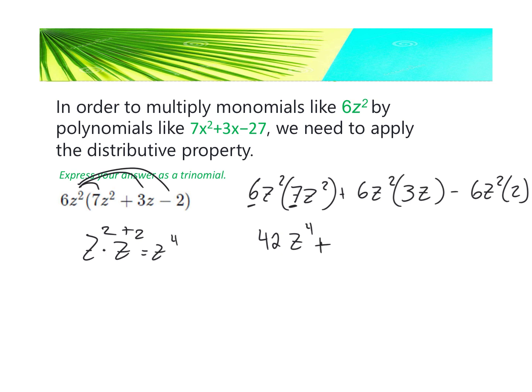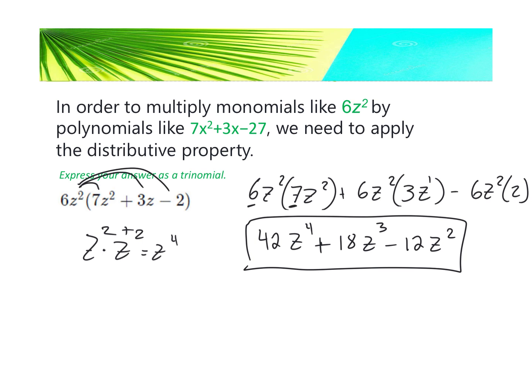And we're going to do the same thing to the second term. 6 times 3 is 18. And then z, 2 plus the 1 is going to be 3. Minus 6 times 2 is 12. And then z squared, because there's no other z. This will be your final answer for this one.